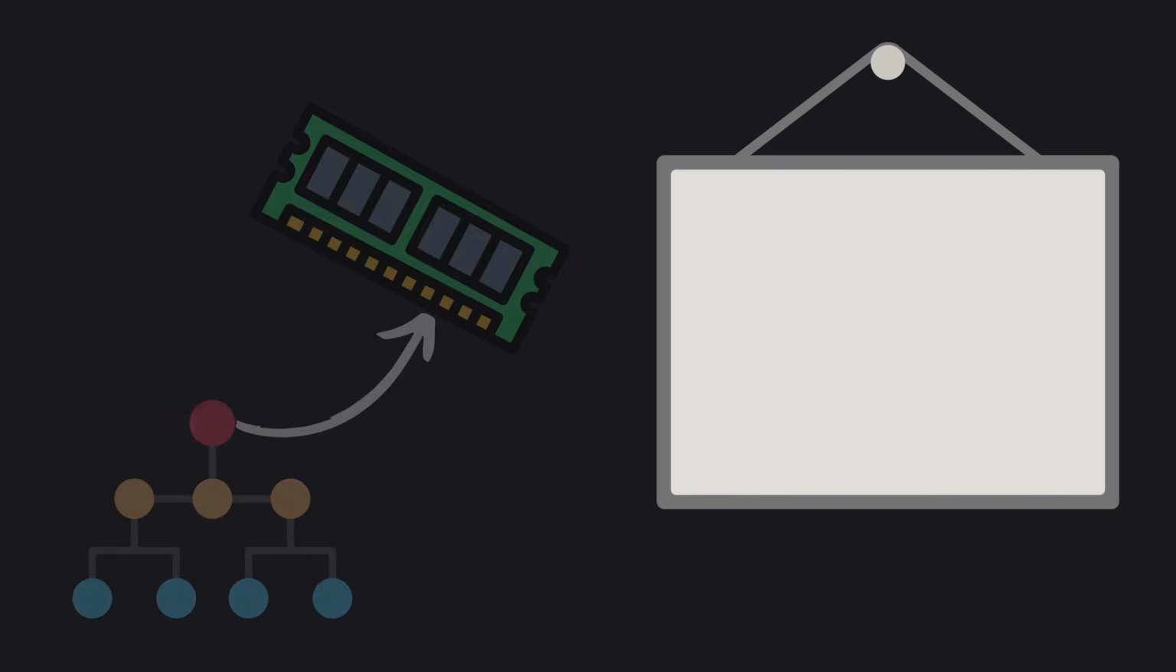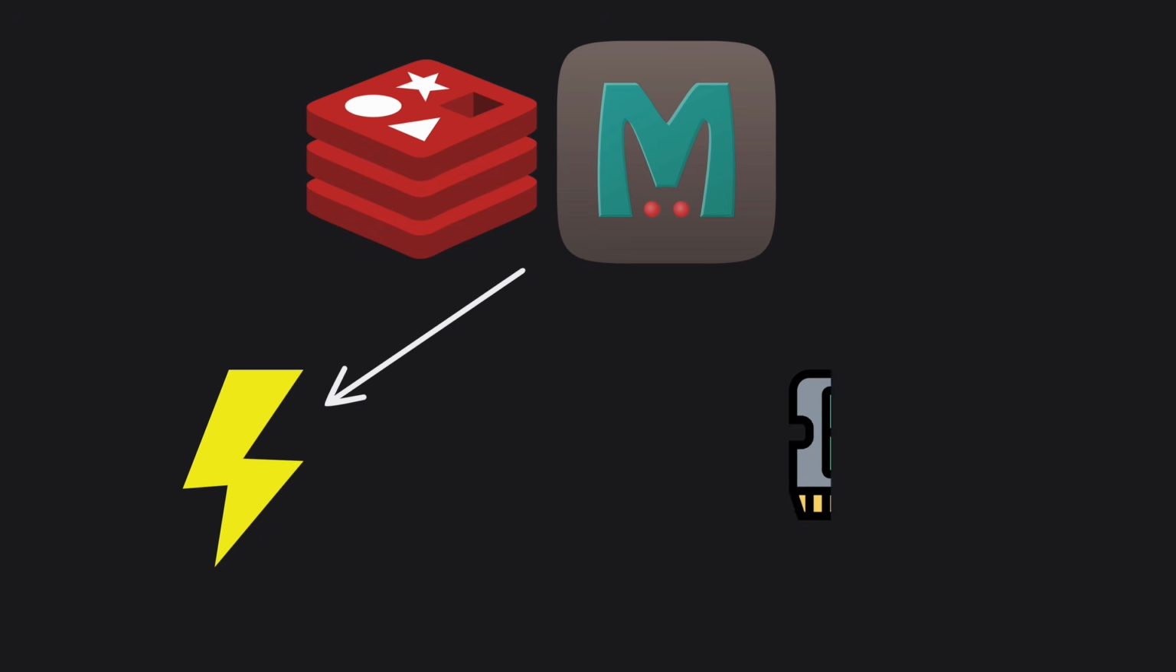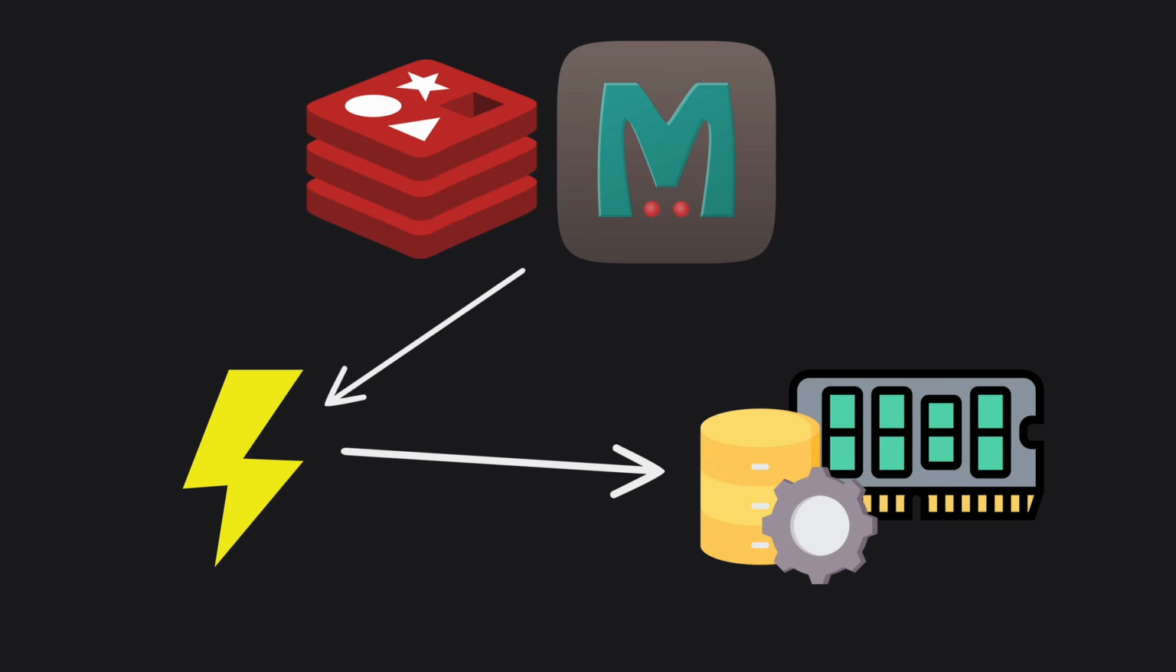There are also in-memory databases. This is like having a whiteboard for quick calculations and temporary sketches. It's fast because everything is in memory. Some examples are Redis and Memcache. They have lightning fast data retrieval and are used primarily for caching and session storage.